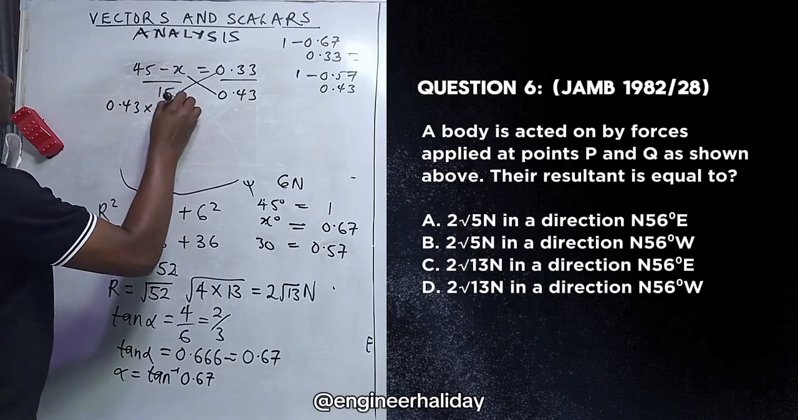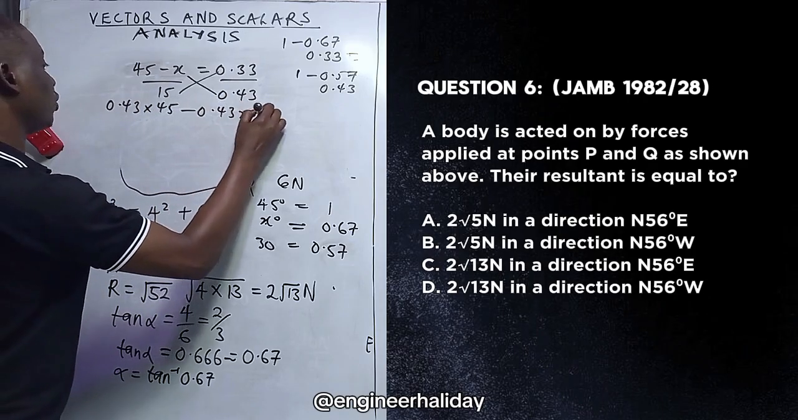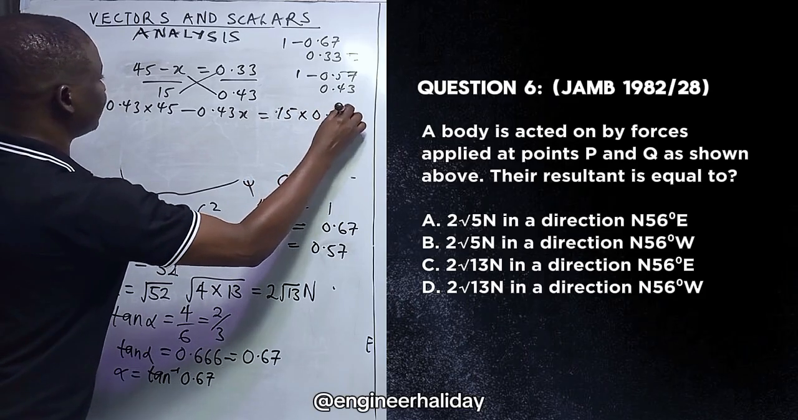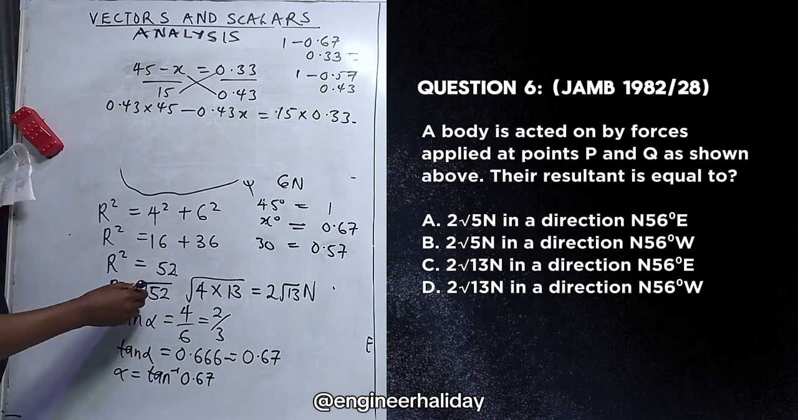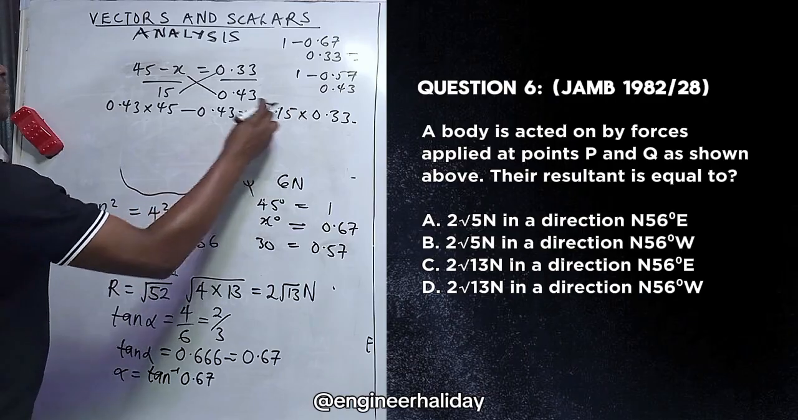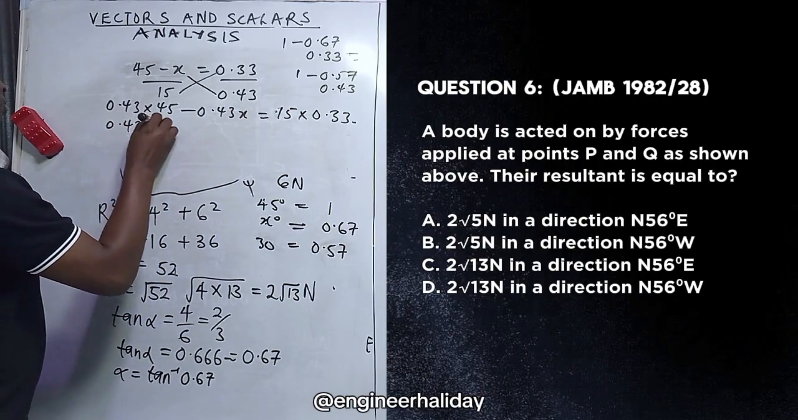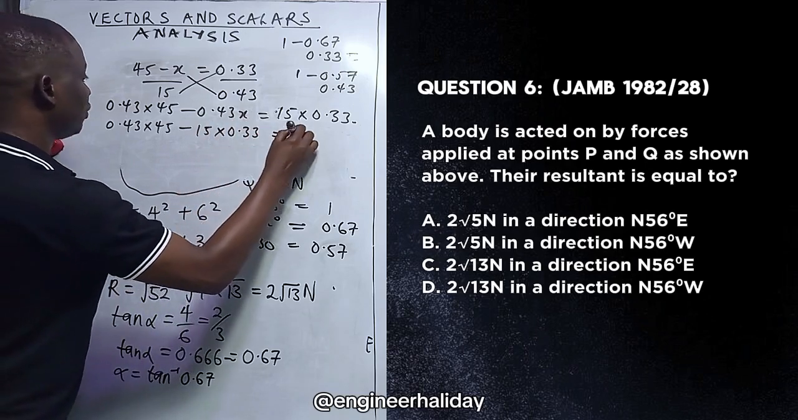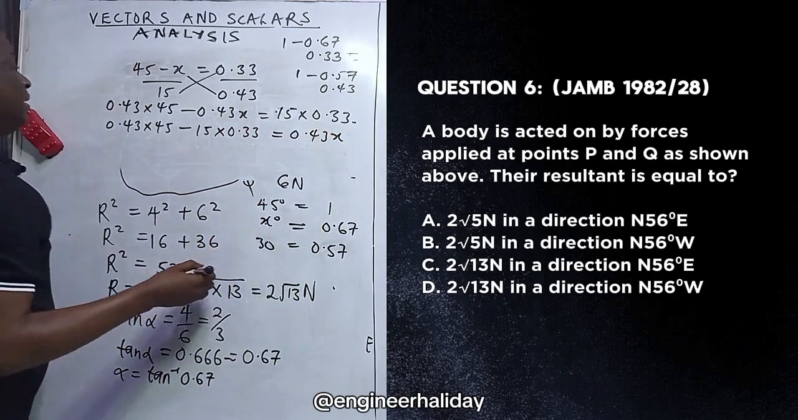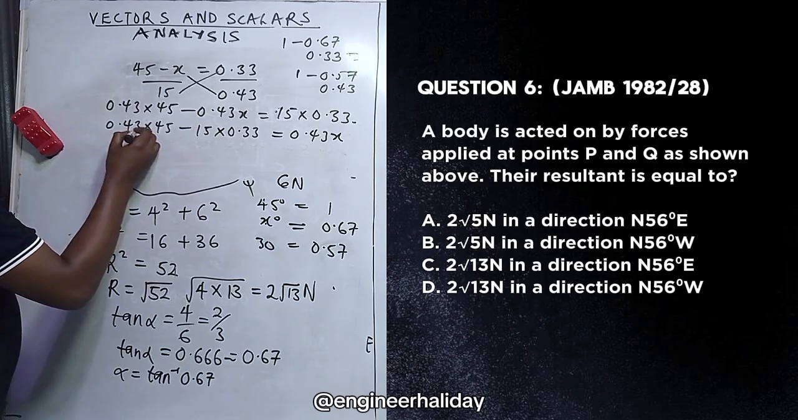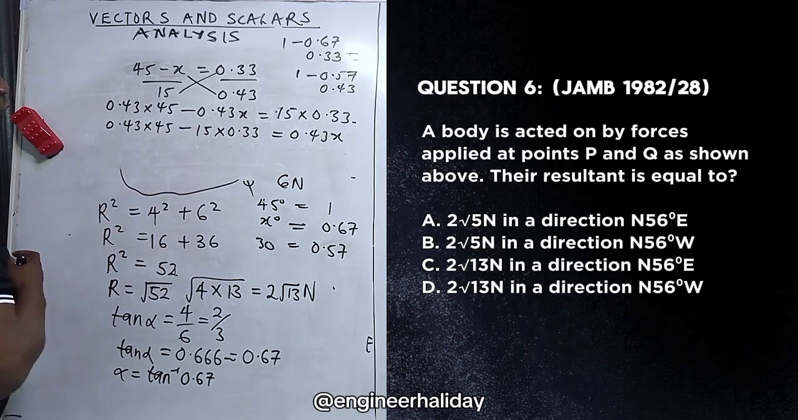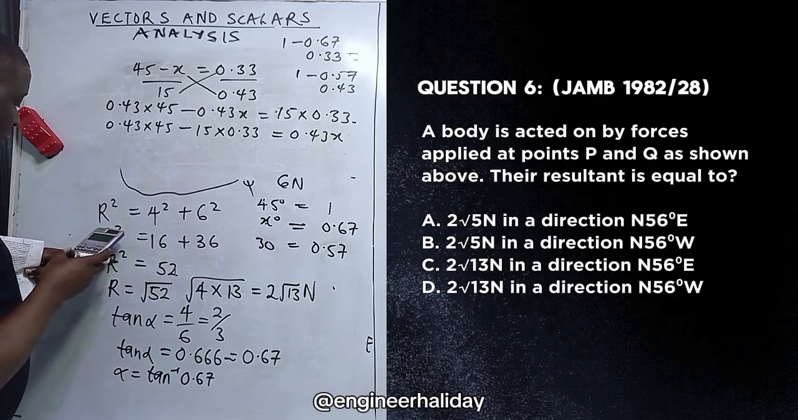0.43 times 45 minus 0.43x equals what? 15 times what? 0.33. So in that case, when you do your calculation, 0.43 times 45 minus 15 times 0.33 equals 0.43x. You will discover that, because in JAM or in WAEC sometimes we don't have an inverse, especially in JAM.